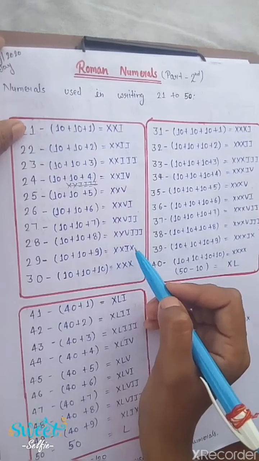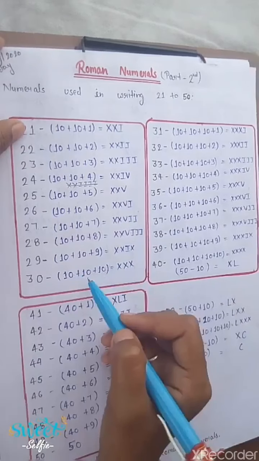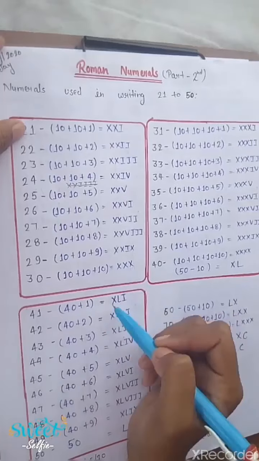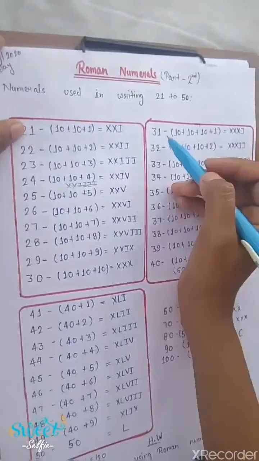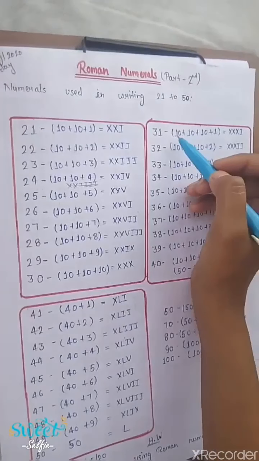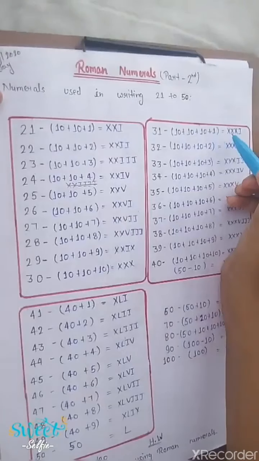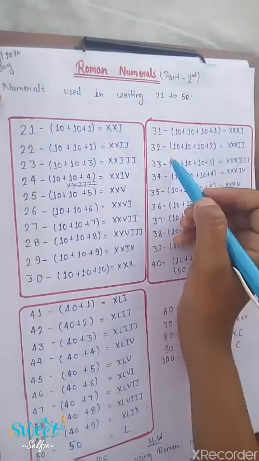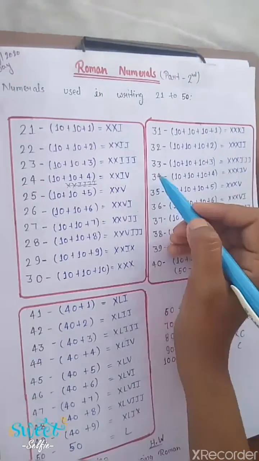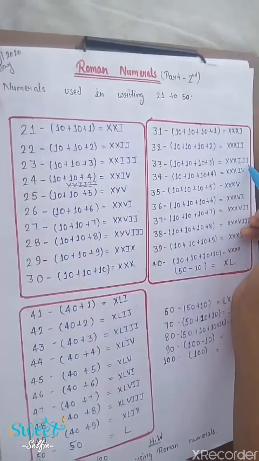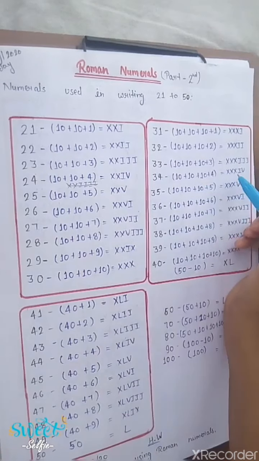And 30 is 10 plus 10 plus 10. For 10 X, again for 10 X, again for 10 X. So for 30 we write XXX. Next 31, which we can write as 10 plus 10 plus 10 plus 1: XXX and I. For 32, 10 plus 10 plus 10 plus 2, XXXII. For 33, XXXIII. And for 34, 10 plus 10 plus 10 plus 4, so XXX and for 4, IV.